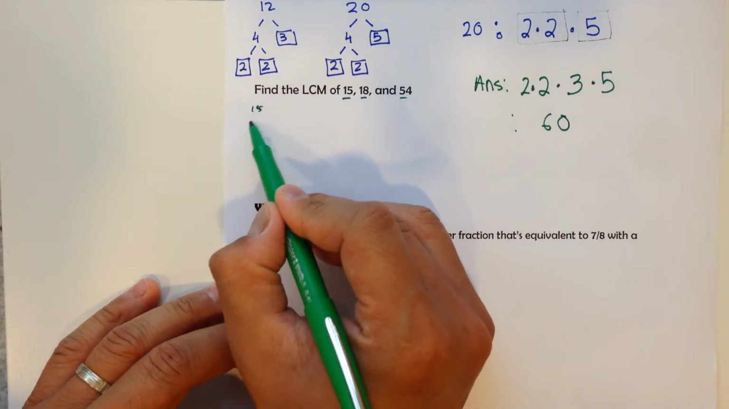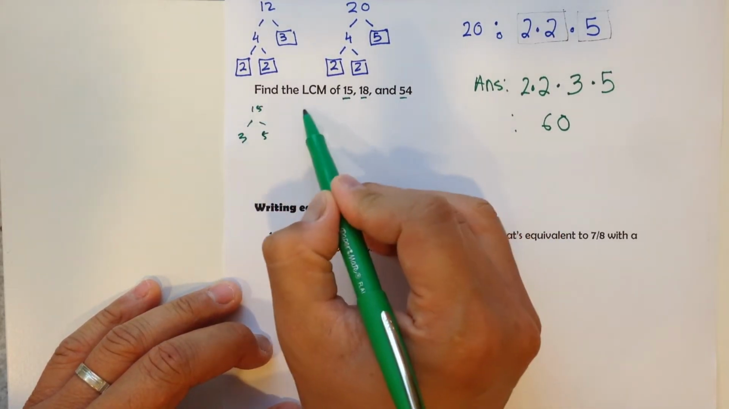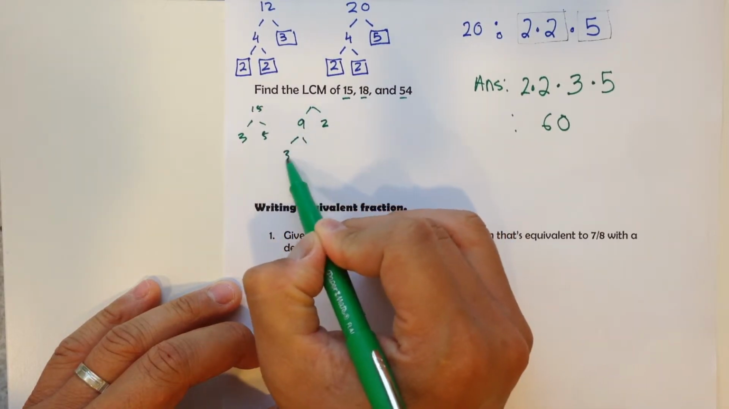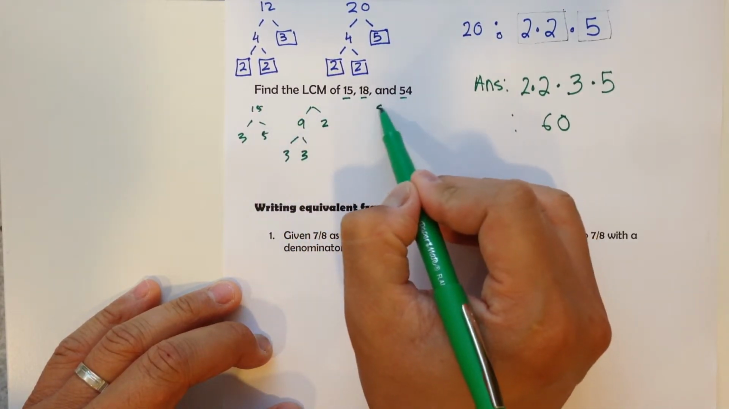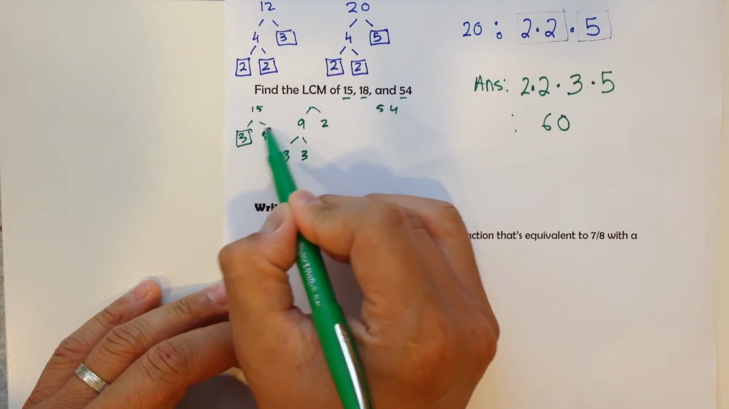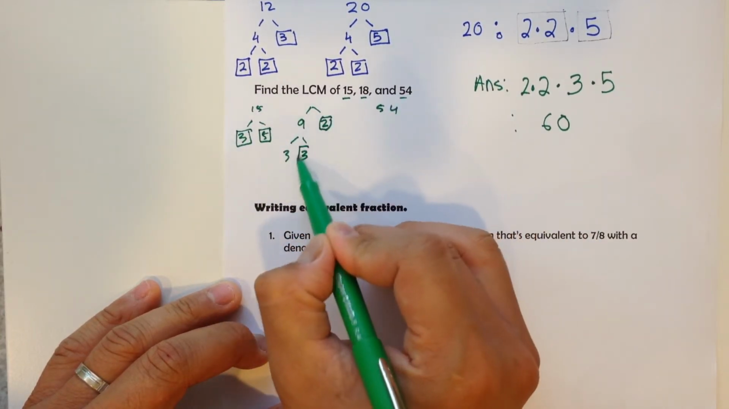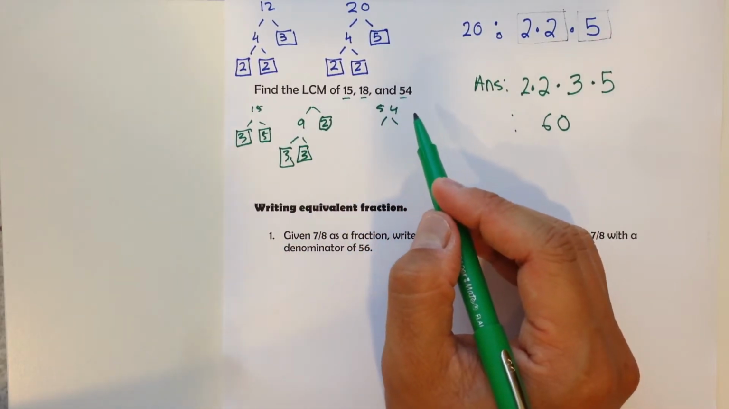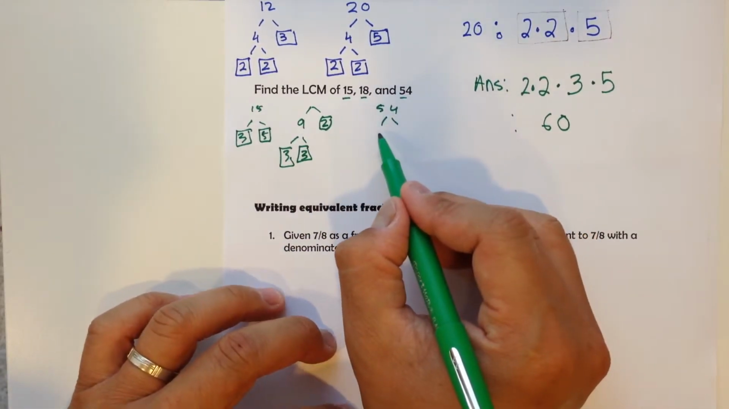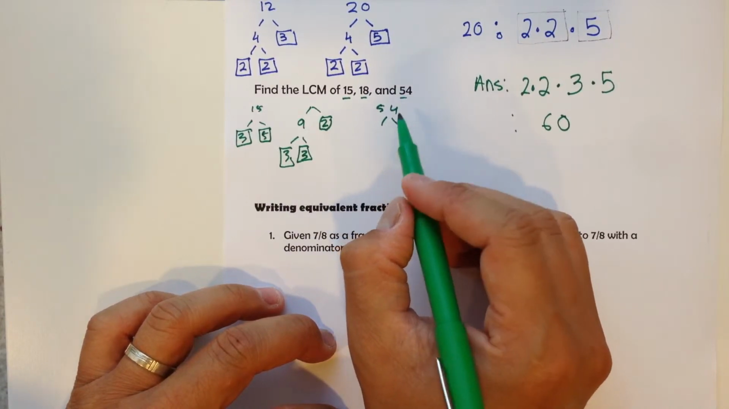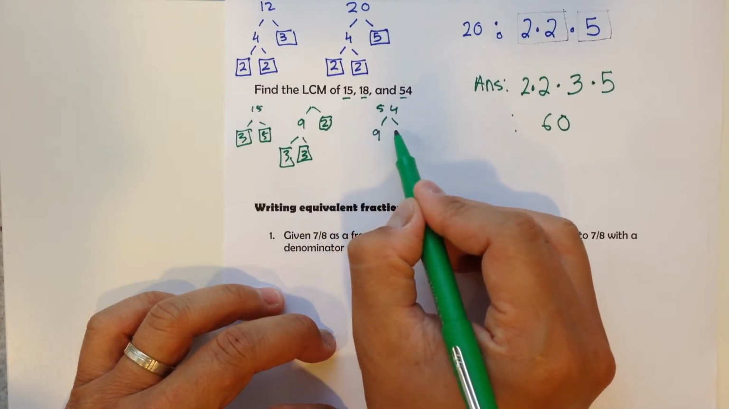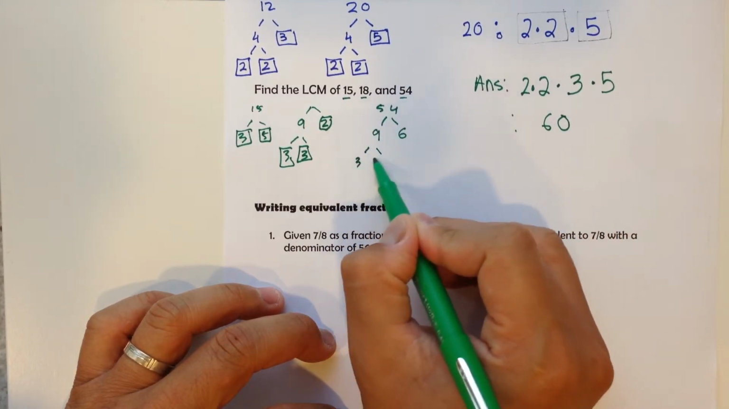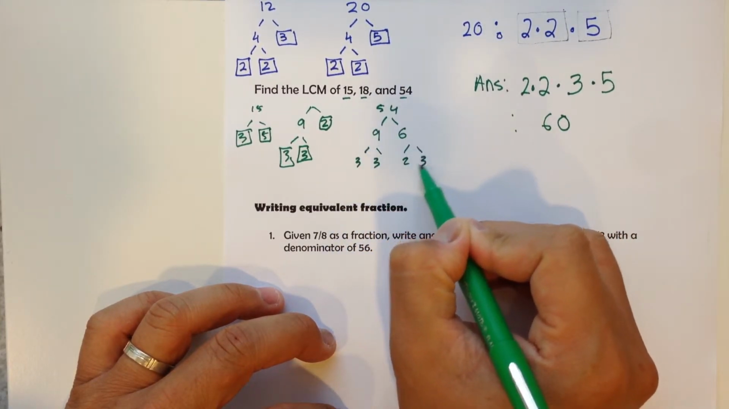So 15 is 3 times 5. 18 is 9 times 2, and then 9 is 3 times 3. 54 is 9 times what gives you 54? 9 times 6 is 54. 9 is 3 times 3. 6 is 2 times 3.